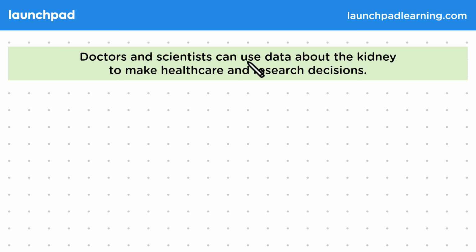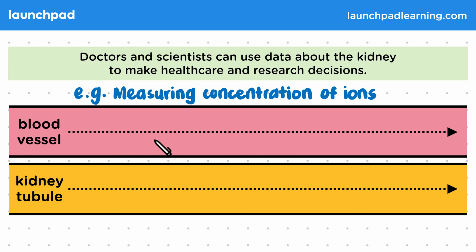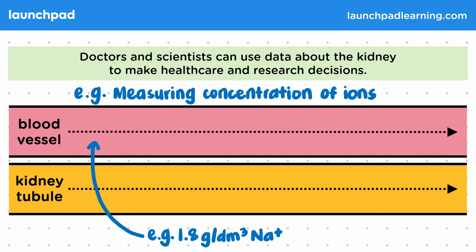Doctors and scientists can use data about the kidney to make healthcare and research decisions. An example of this data would be measuring the concentration of ions in different parts of the kidney. In this image, you can see a blood vessel that's running alongside a kidney tubule. So let's say that we took some measurements and found there to be 1.8 grams per decimeter cubed of sodium ions in the blood before filtration, and 1.3 grams per decimeter cubed of sodium ions in the kidney tubule.